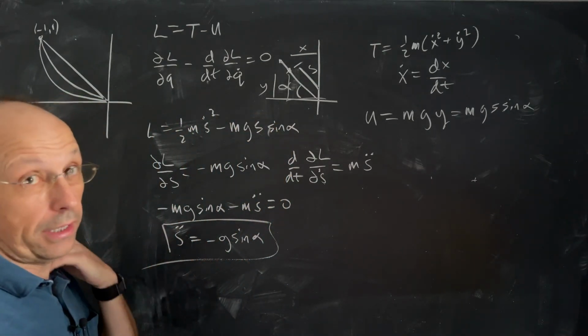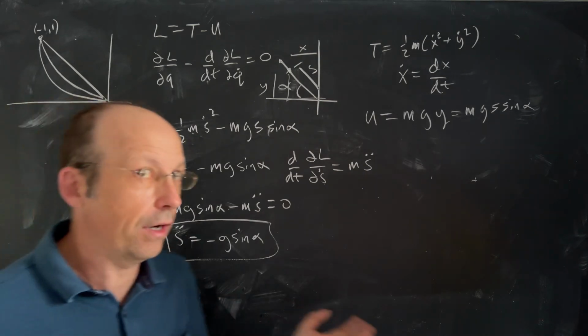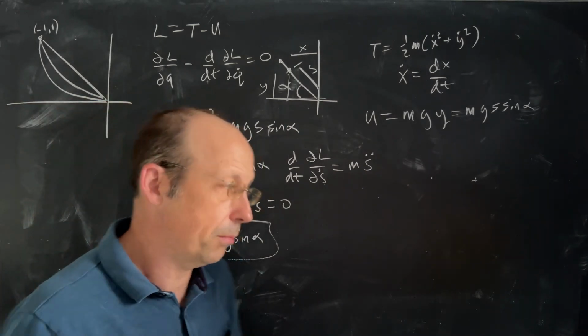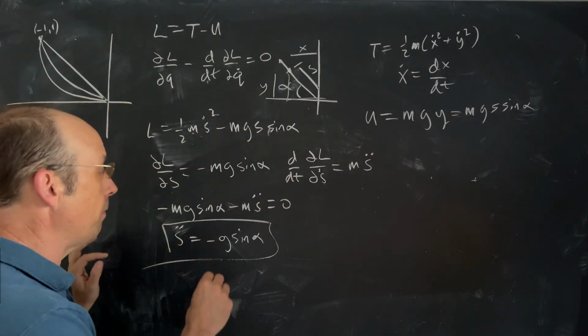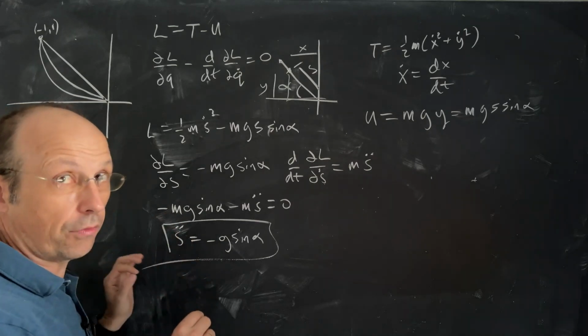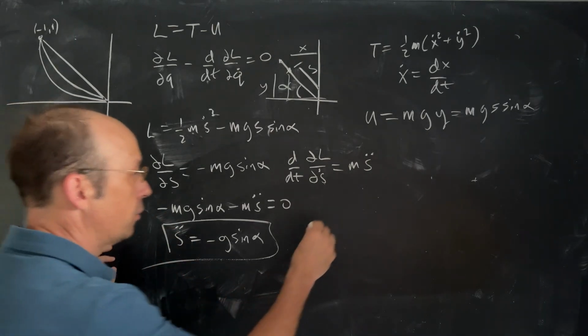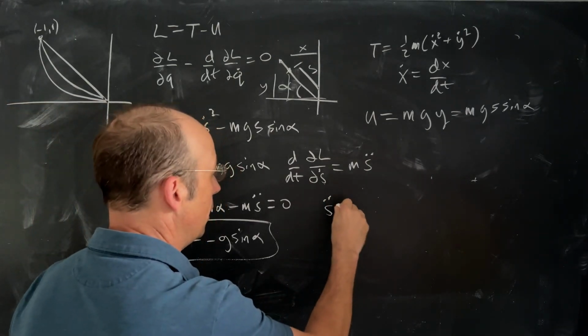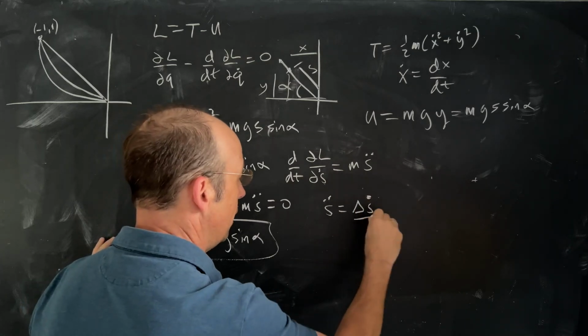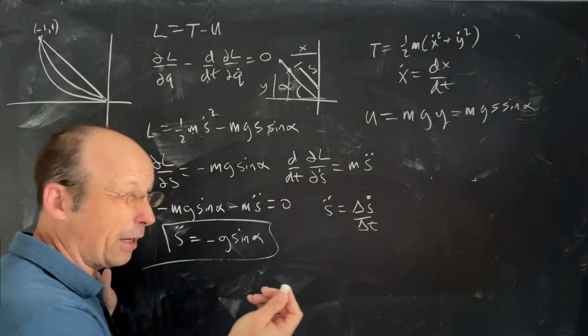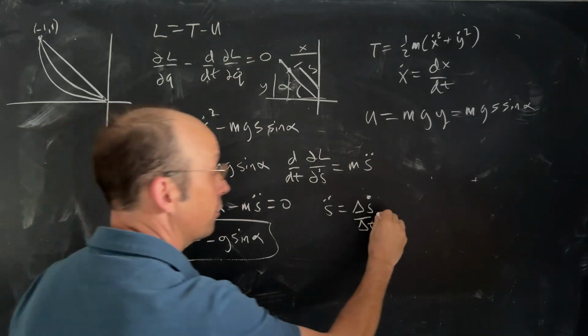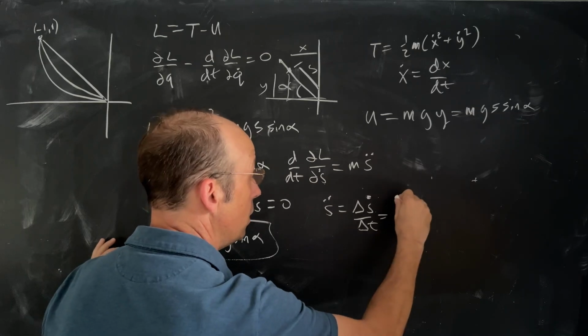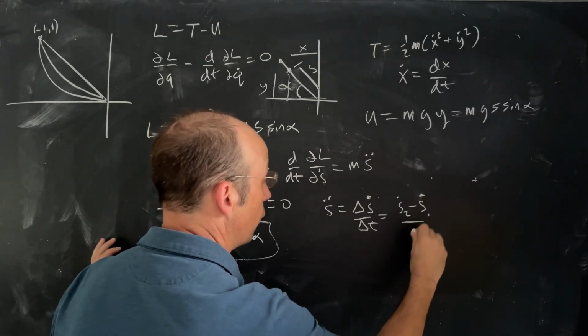Now I want to model that. And this one you could solve, right? You could integrate this twice and get a solution, but I'm not going to do that. Instead, I'm going to break this into short time intervals. So I can say s double dot is going to be delta s dot over delta t, where delta t is maybe like 0.01 seconds, and that's going to be s2 dot minus s1 dot over delta t.